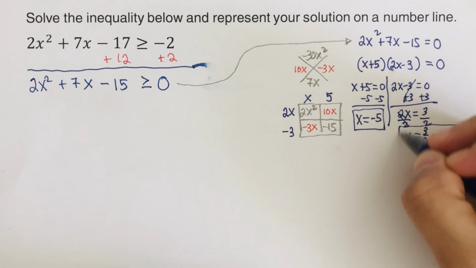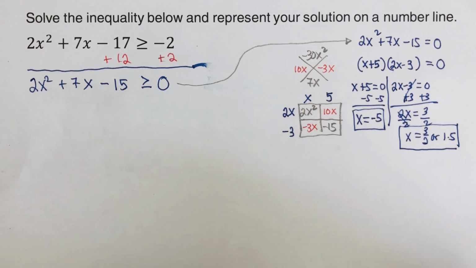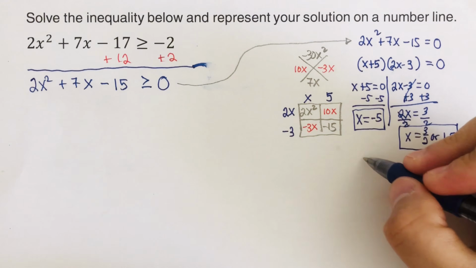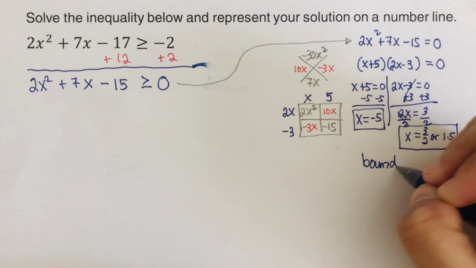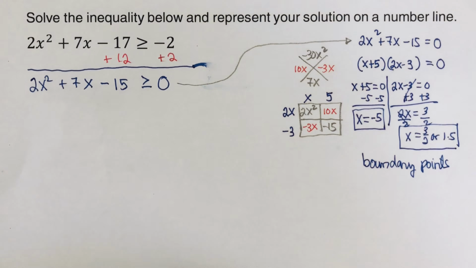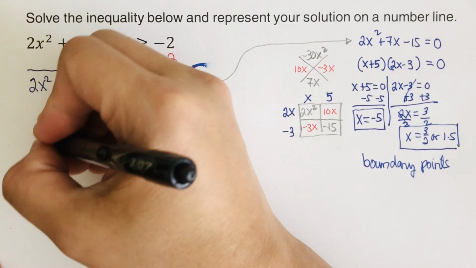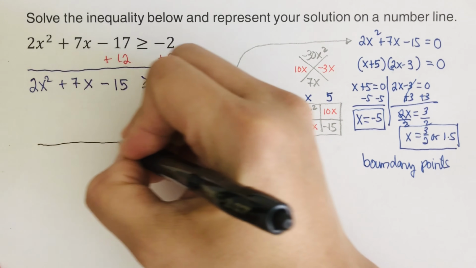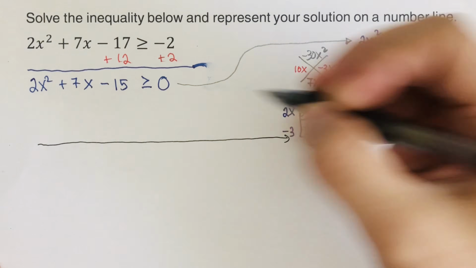So this is the second boundary point. Again, we call these our boundary points for our inequality. Now what we are going to do is draw the number line and put in those boundary points. So this is the number line right here.